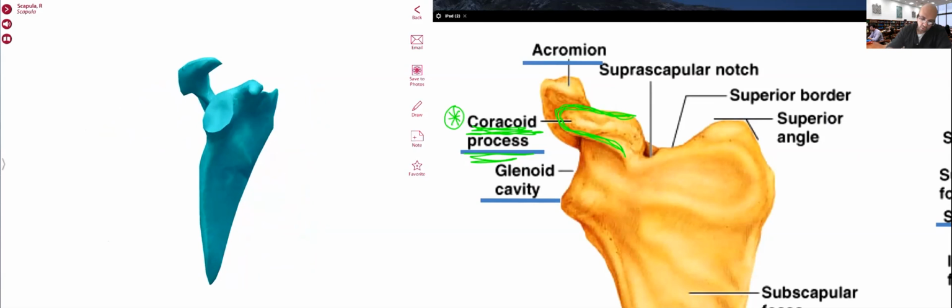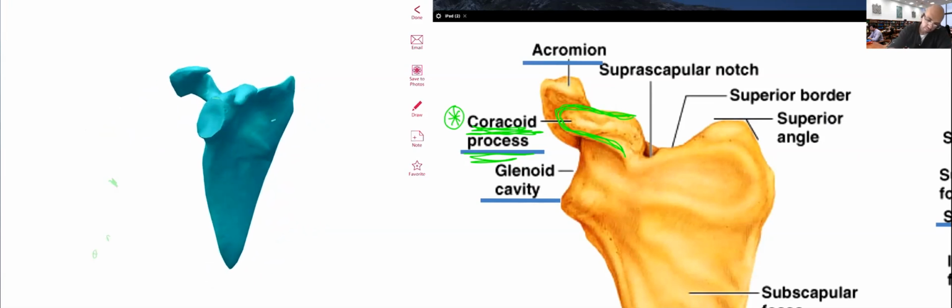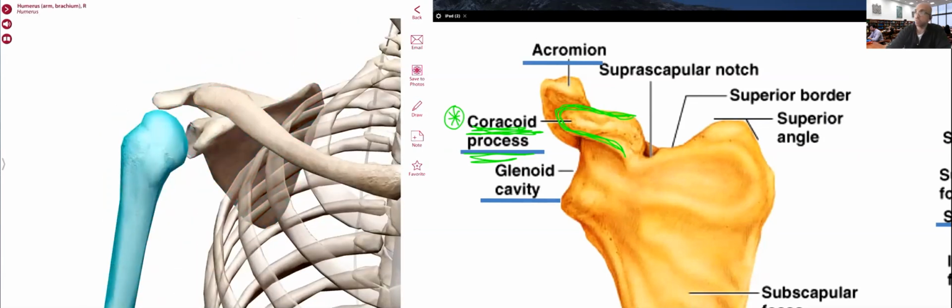Another important marking that we can see here in the scapula is this cavity on the lateral side of the scapula. This is my glenoid cavity. The glenoid cavity is the site of the articulation of the head of the humerus. So the head of the humerus, along with the glenoid cavity of the scapula, will form my shoulder joint. And again, the articulation between the glenoid cavity and the head of the humerus is what allows the formation of the shoulder joint. All right.